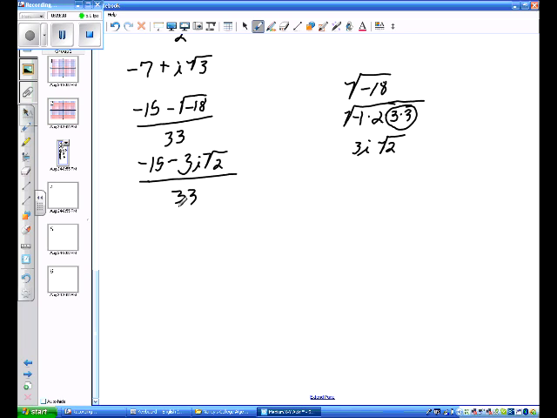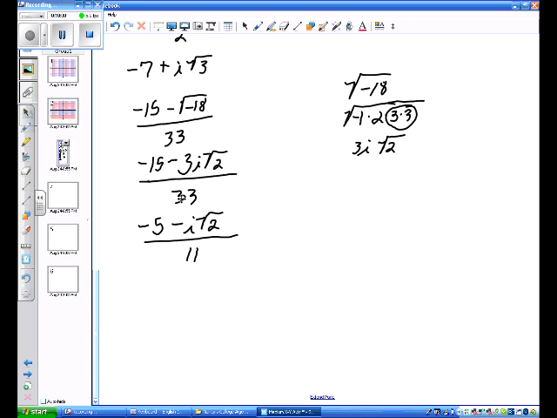Now, if we're wanting to leave this written as one term, or as one form with the numerator and denominator, then what we would look at is what we could divide 15, 3, and 33 by. And we can divide all of those by 3. So we could reduce this and have this as negative 5 minus i square roots of 2 over 11, where we divided each one.